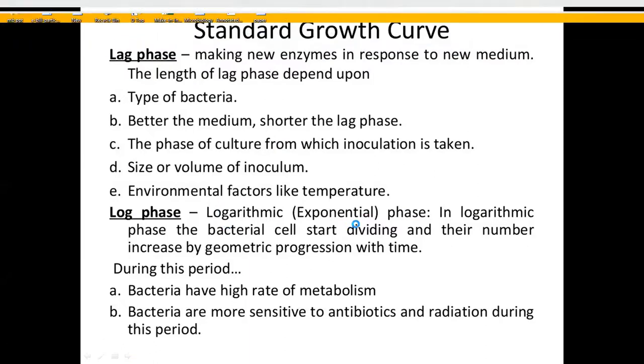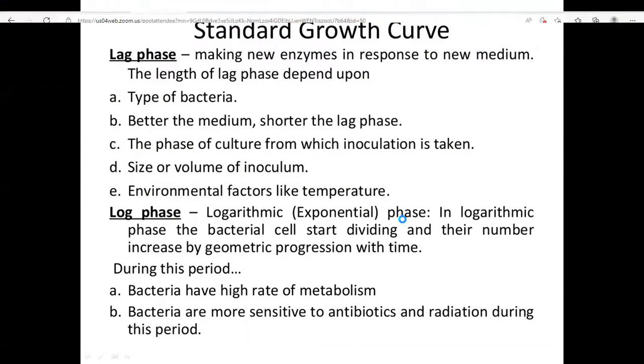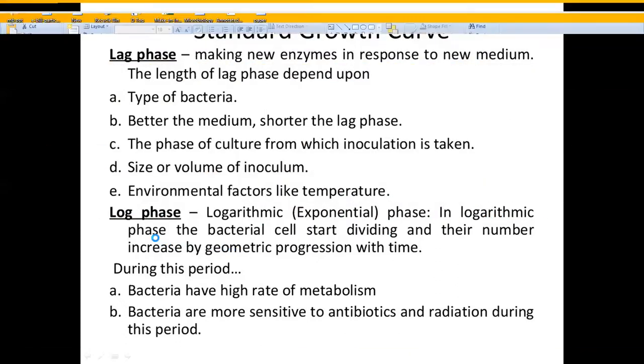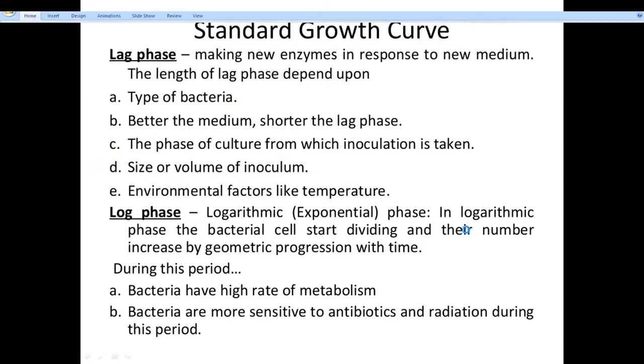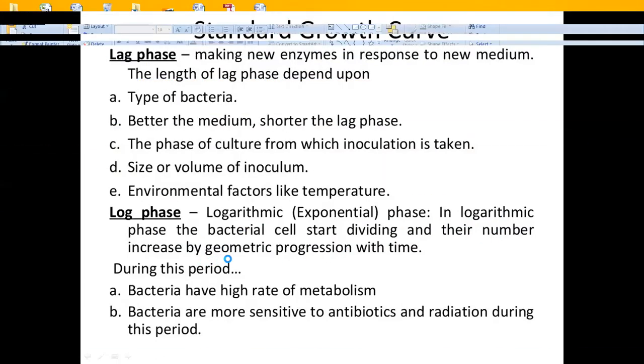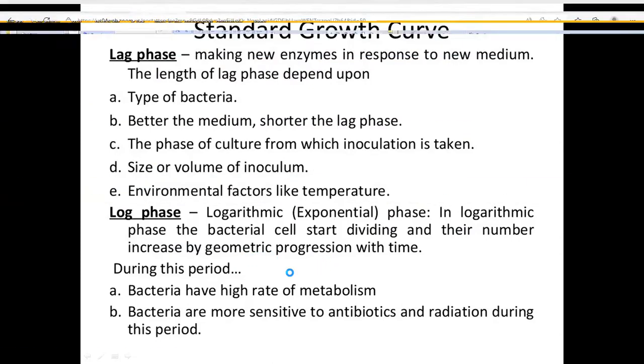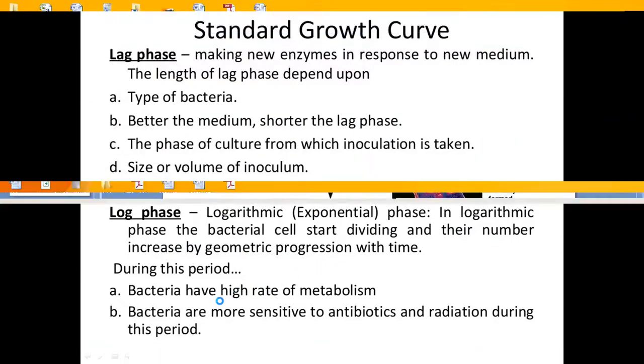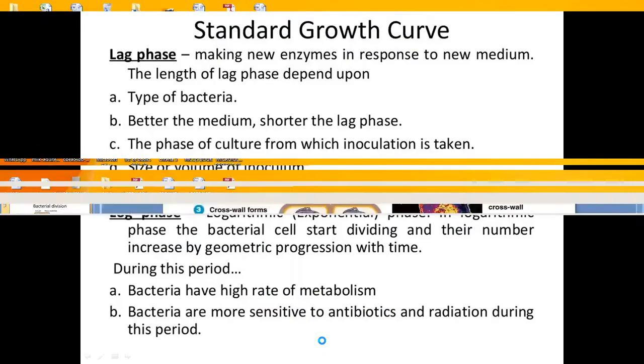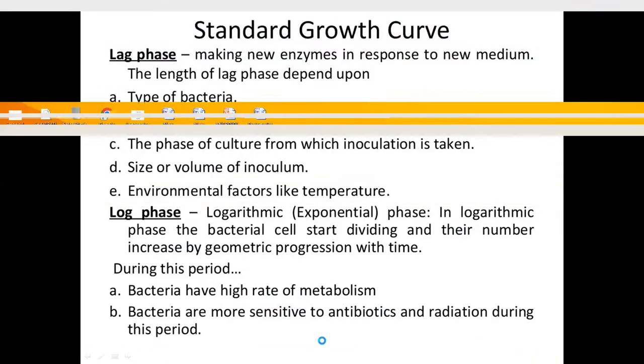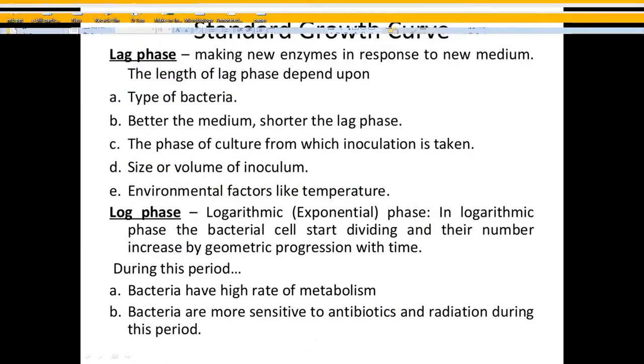Similarly, the log phase can also be called the logarithmic phase or exponential phase. Why the name logarithmic phase? The number of cells will increase drastically, in geometric progression. During this period, bacteria will have a high rate of metabolism and they are very much sensitive to antibiotics and radiation.